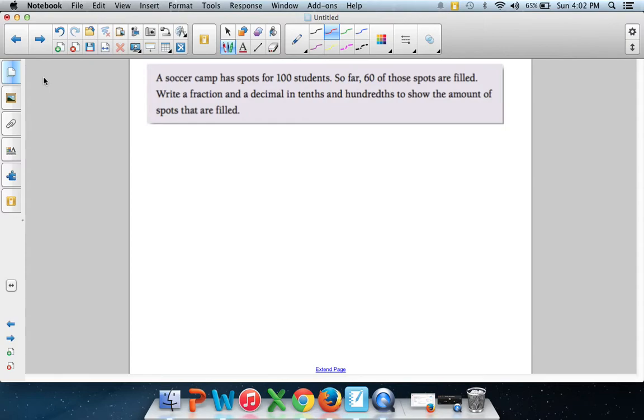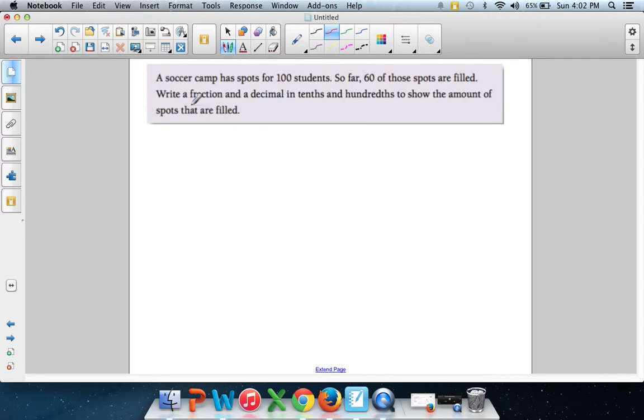A soccer camp has spots for 100 students. So far, 60 of those spots are filled. Write a fraction and a decimal in tenths and hundredths to show the amount of spots that are filled. This is how I want you to think about it for now. Think about it Mr. Graham's way for just a second.